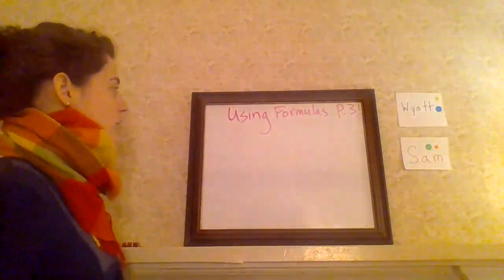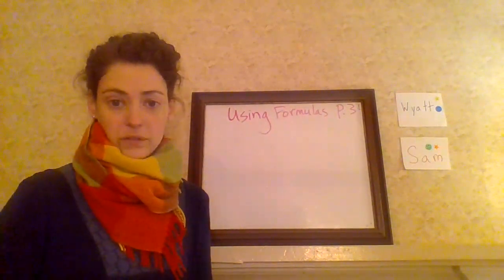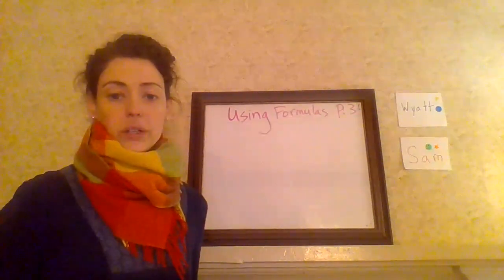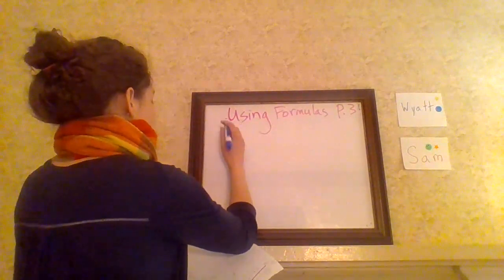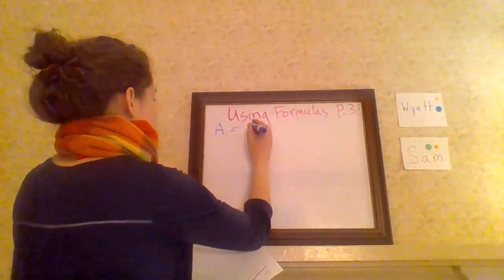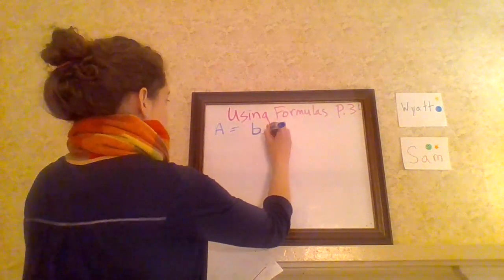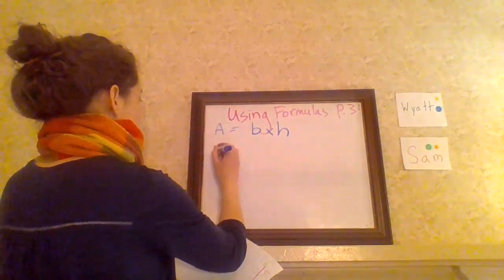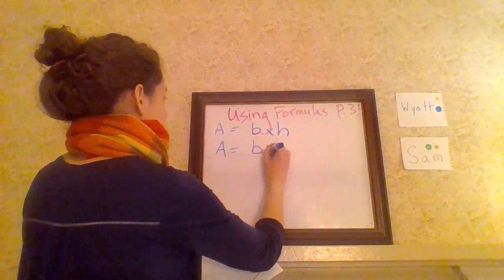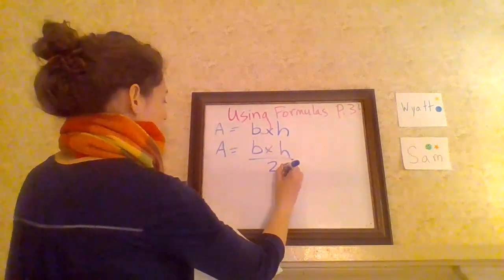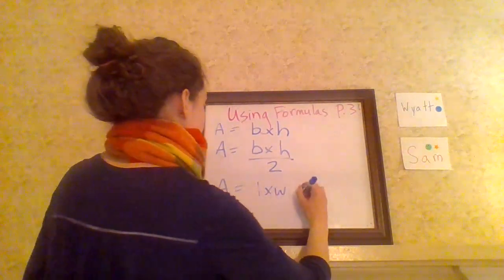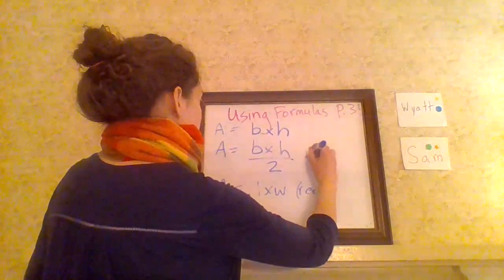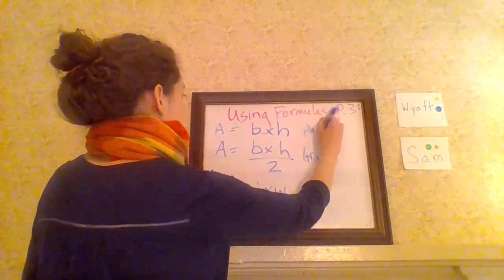So, okay, let's get started. So we are looking at using formulas. So let's just remember what some of the formulas are that we know. So we figured out how to find the formula of a parallelogram, for example. So we found out the area of a parallelogram is base times height. Okay, and we found out for a triangle, the area is base times height divided by 2. And we already know the area of a rectangle is length times width. So, okay, we'll just put those in brackets there, parallelogram.